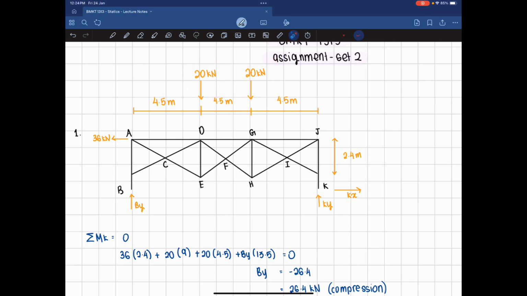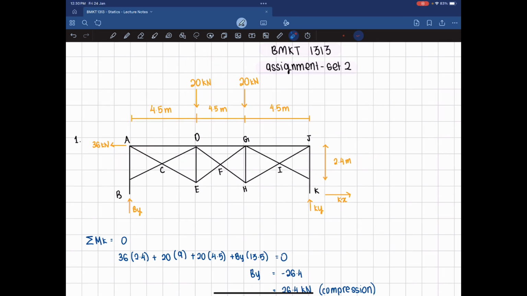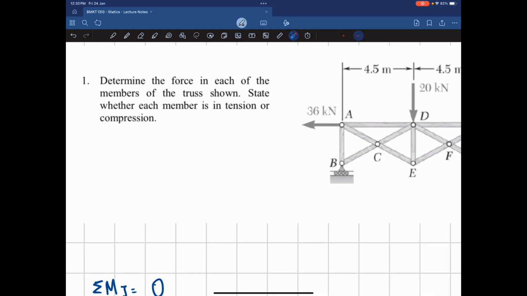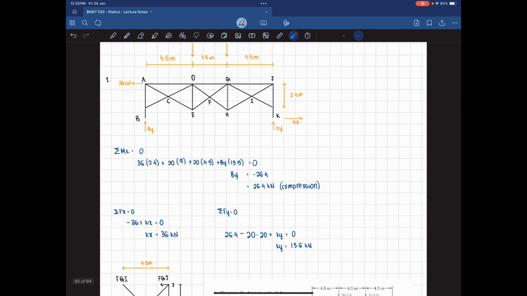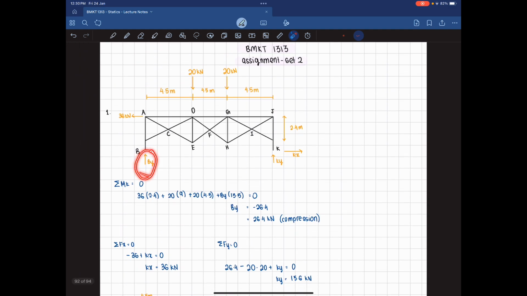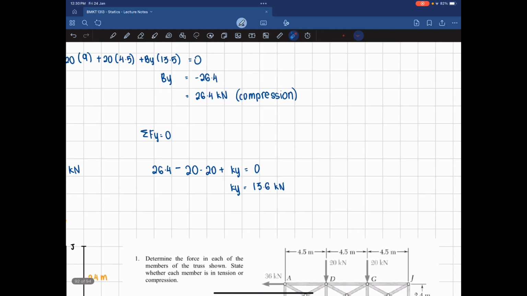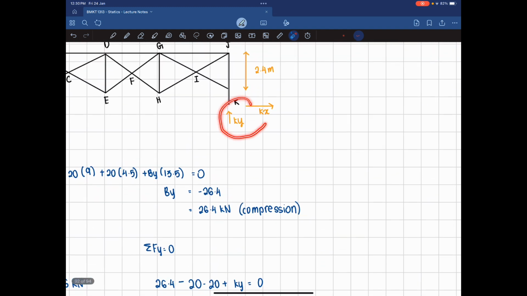We will also be labeling all the forces applied on point B and point K. For point B, it is a roller, so it only has one force, which is BY. And for K, it is a pin joint, so it will have 2 forces, which are KX and KY.